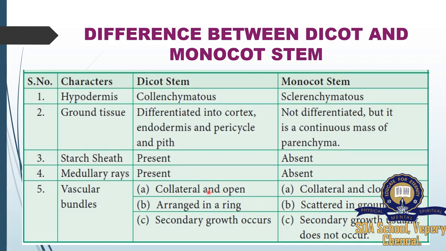Collateral and open: here we have an open structure of vascular bundle, but in the case of a monocot stem, collateral and closed. These vascular bundles are arranged in a ring form in a dicot stem, but in a monocot stem they are scattered here and there in the ground tissue. Ground tissue is fixed in the center of the stem. Next, secondary growth. In the dicot stem, secondary growth is possible, but in the case of a monocot stem, secondary growth usually does not occur. So these are the differences between monocot and dicot stem.